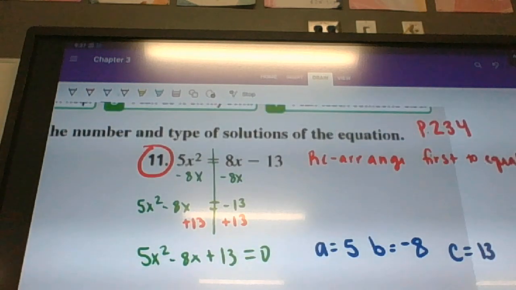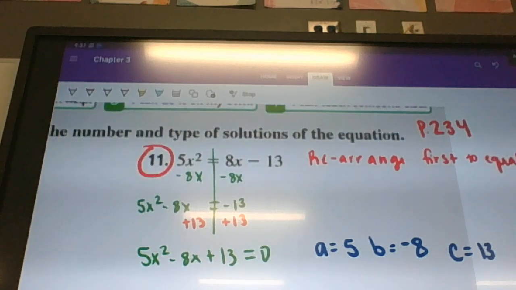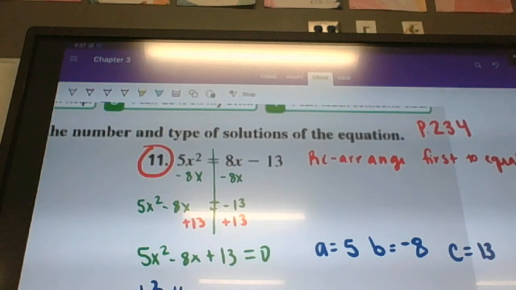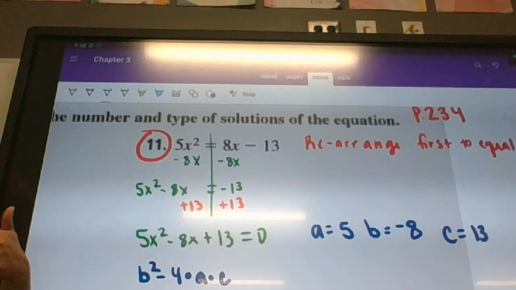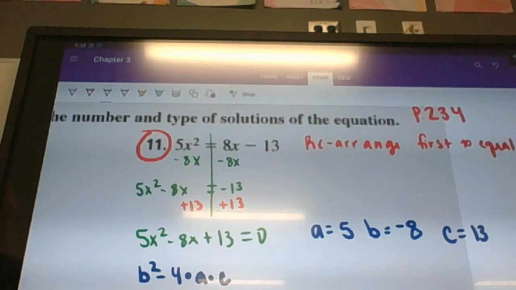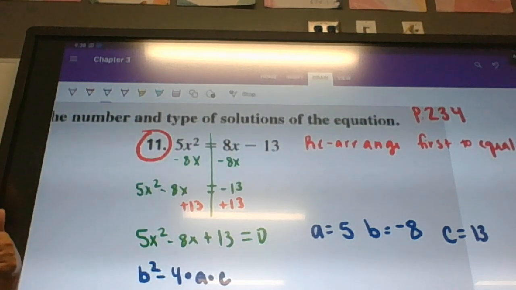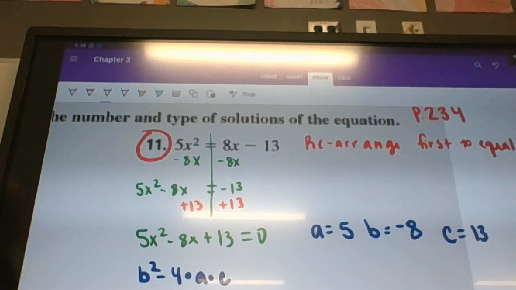I'm not solving this. The directions aren't asking me to solve. They're just asking me to do the discriminant. So I'm just doing B squared minus 4 times A times C. So -8 squared minus 4 times 5 times 13. And you have a green light to put this whole thing in your calculator. Just hit enter once. I'm going to do it step by step, by hand. You have a green light to do it by hand too.